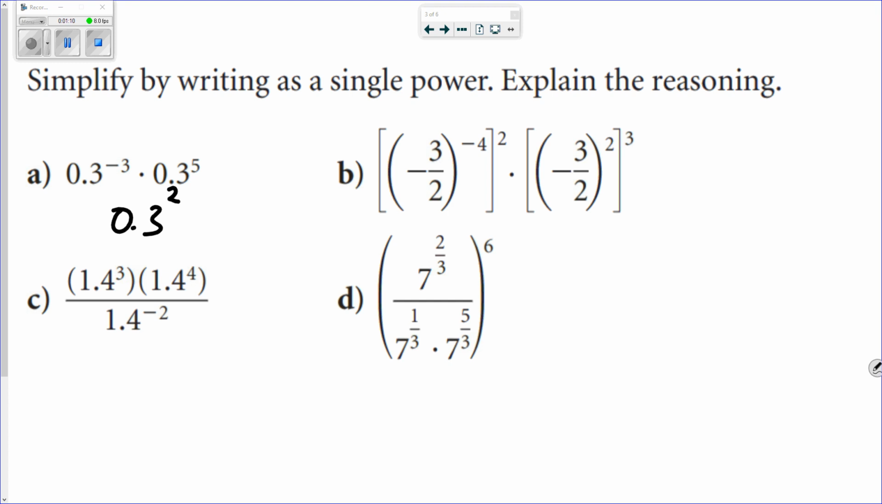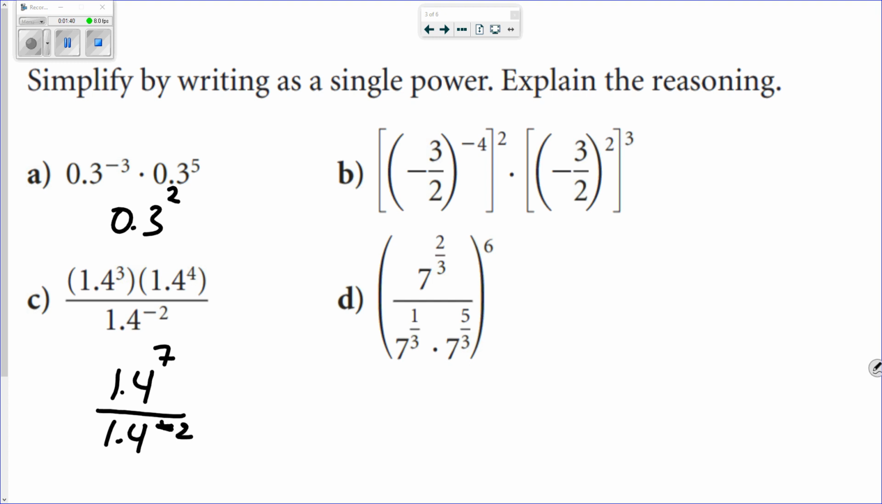Let's look at part C. The base is 1.4. And we'll do this in 2 parts. We'll do the numerator first. So we're multiplying 2 numbers that have the same base. So we're going to add the exponents. So 1.4 to the 7th power divided by 1.4 to -2.